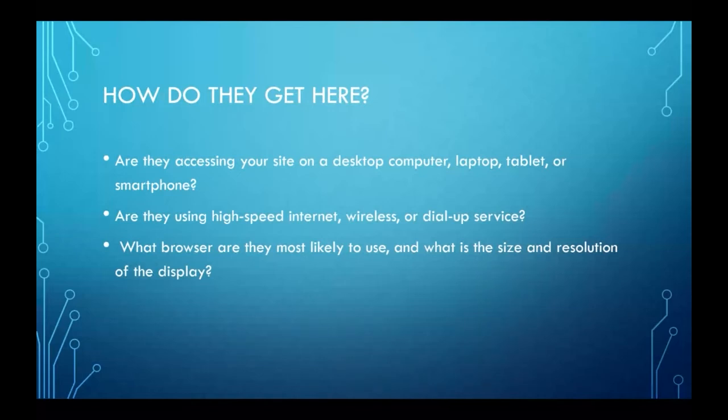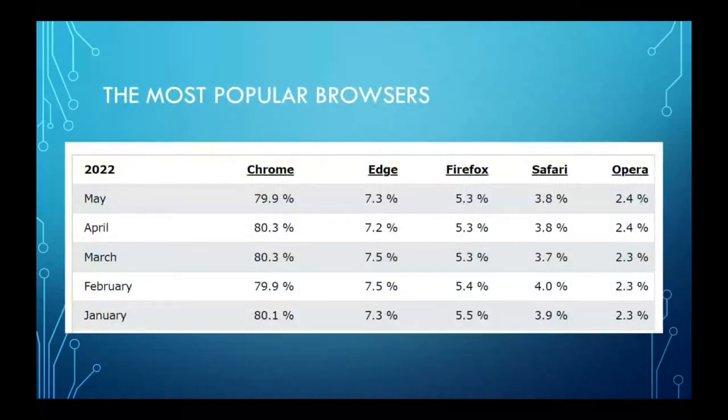If you're hosting your site, you can use Google Analytics for this. You can also use statistics that can be found on the internet. W3 Schools, for example, has some of these statistics listed. For example, for the most popular browsers, they have it broken down by month. We see that Chrome currently has 79.9% as of May 2022 versus the rest of the browsers.